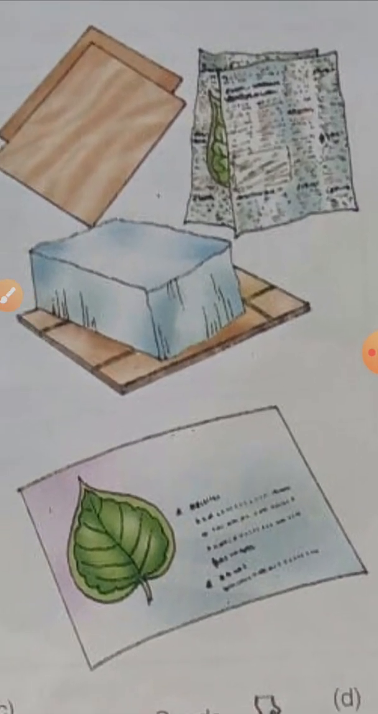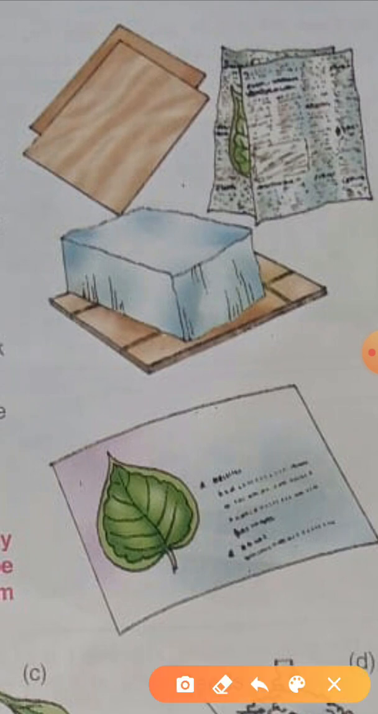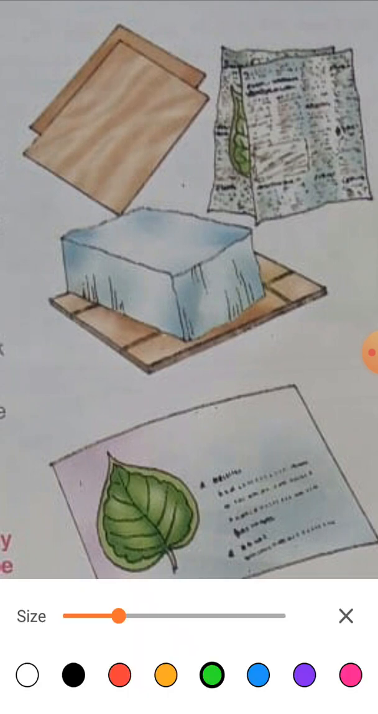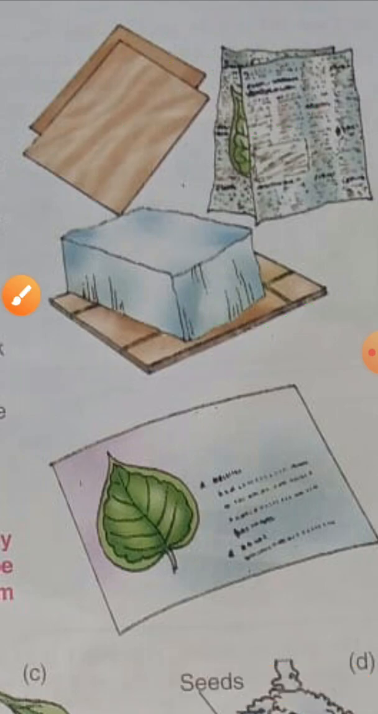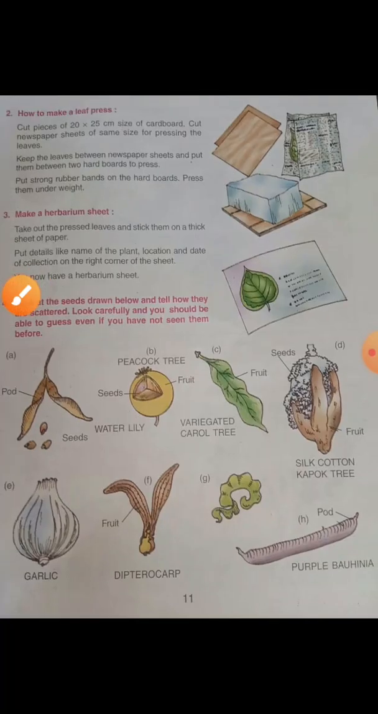So I hope you are able to make the leaf press. Press the leaf between the newspaper first, then keep the newspaper between the cardboards and put a heavy load over it. By this you make a leaf press, and keep it for 2 days. Then you will observe that the leaf is completely dried, as the water that was inside is completely absorbed and evaporated. So now you have to make a herbarium file.